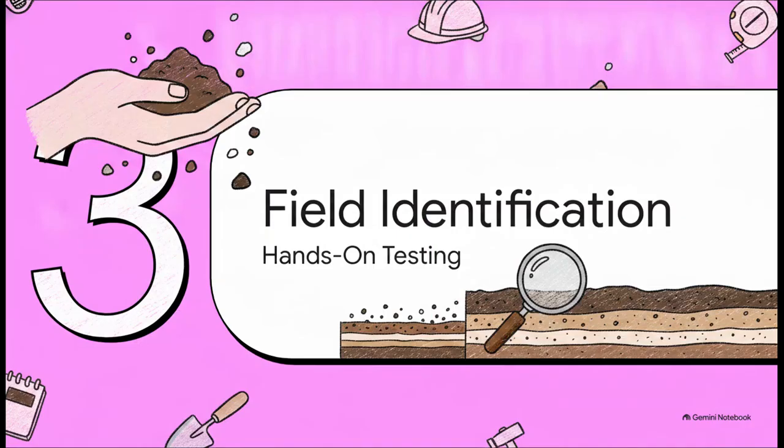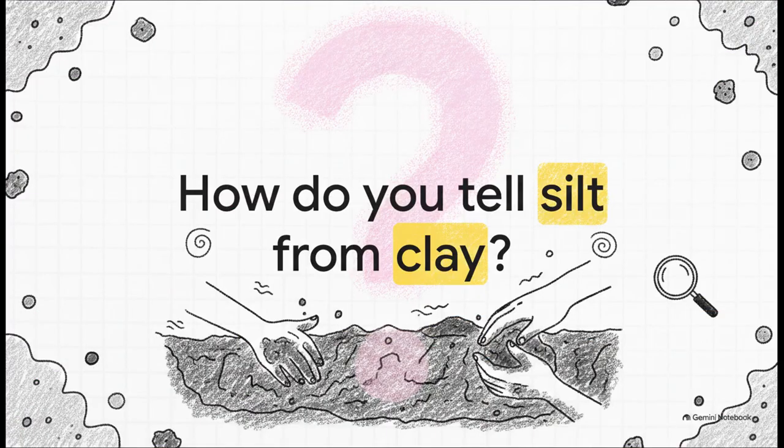All right, Section 3, Hands-on field identification. Sometimes we just don't have a pristine lab at our disposal, so we have to conduct our interrogation right out there in the mud. So I want you to imagine you're standing in a trench on a muddy construction site. How do you tell silt from clay with just your bare hands? I mean, it sounds kind of impossible, right? But engineers actually have a specific set of tactile tests to figure this out on the fly.